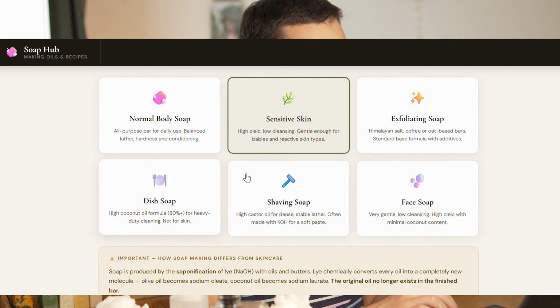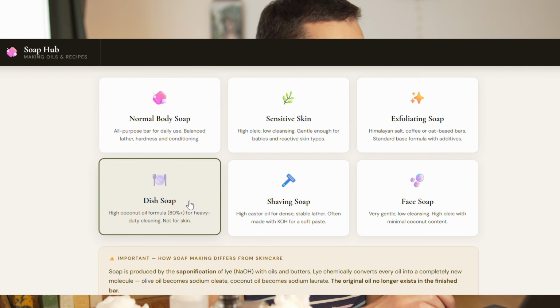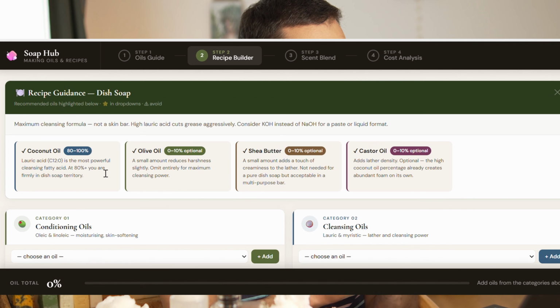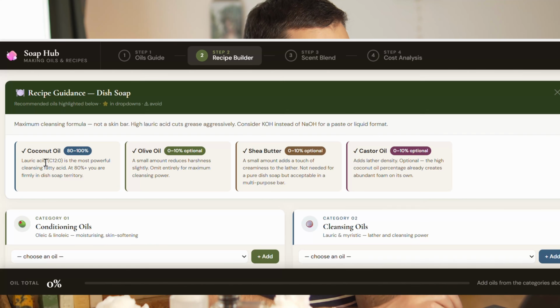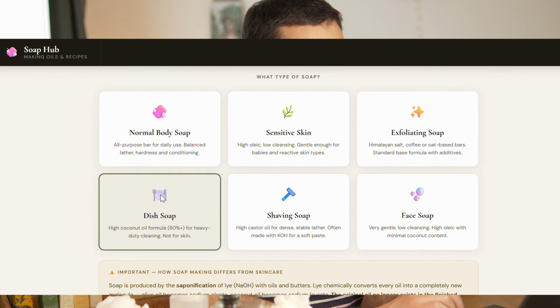Let's choose dish soap, for example. Dish soap is going to be a soap that is very high in coconut oil, and the rest can be olive oil, shea butter, or even castor oil. I like to make dish soap with 95% coconut oil concentration and 5% castor oil. So only 2 ingredients and you have a dish soap. You have a completely new product. The same with other things like shaving soap, face soap, and so on. So this is an example of how you can use those oils to make a completely new product, and that you don't need more oils.